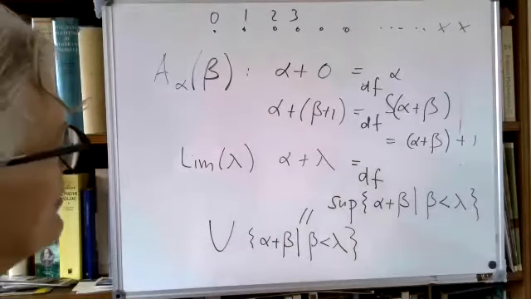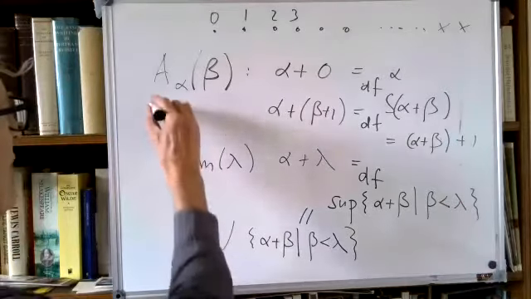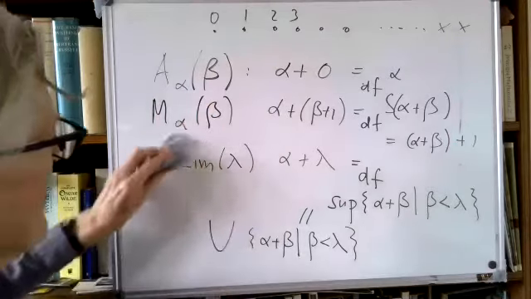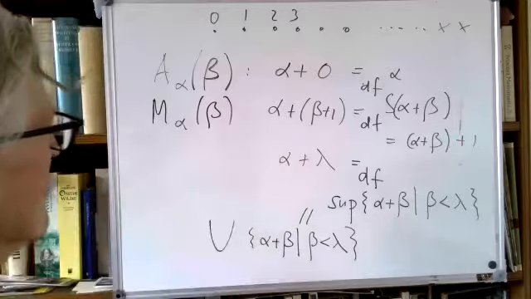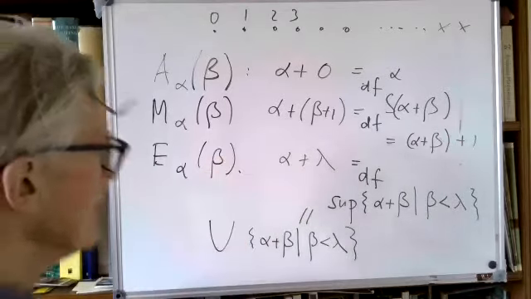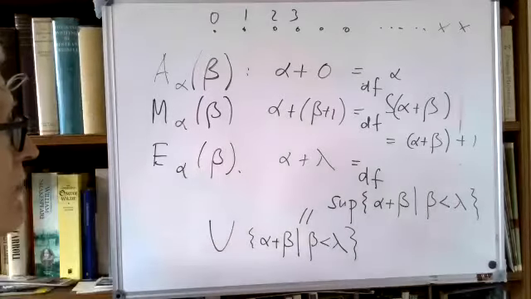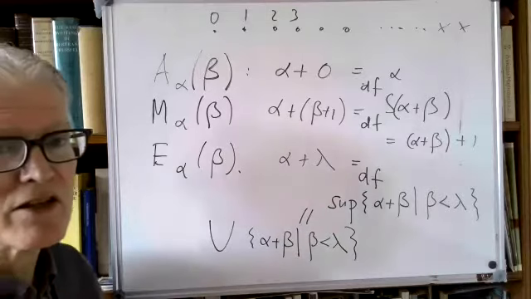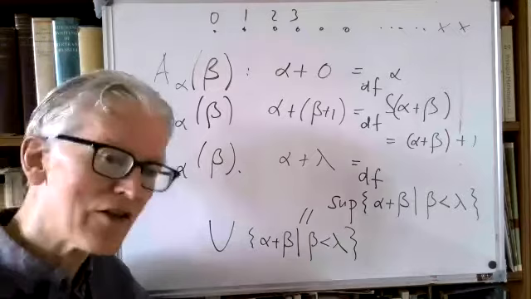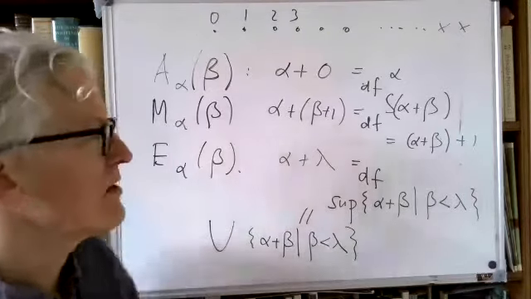And there are similar clauses for multiplication of ordinals. There's an M alpha beta function, and there's an exponentiation. So again, see the course notes for the set theory course if you're unfamiliar with this or you want to revise these. Again, these are on my teaching website under the set theory course heading rather than the axiomatic set theory course heading.